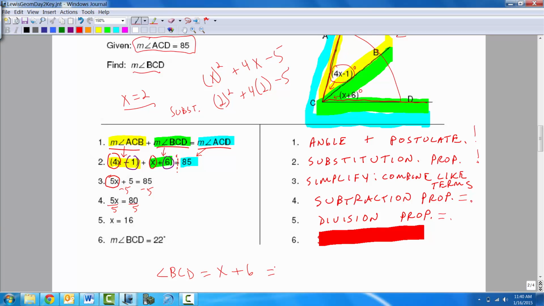All right, and then so what does that mean BCD is? Well, you found 16 for x, so we're going to do what with 16? What's that called in order to get 16 plus 6, which is 22? Starts with an S. You can see the little beginning of the S there. You're right, it's substitution. So that's how you get the actual angle measure.